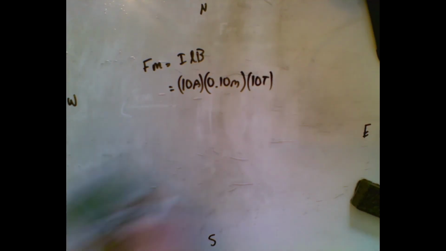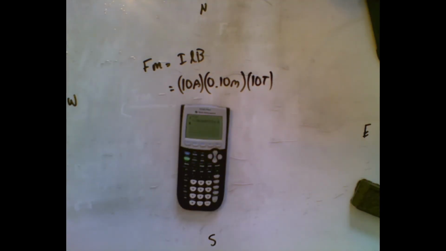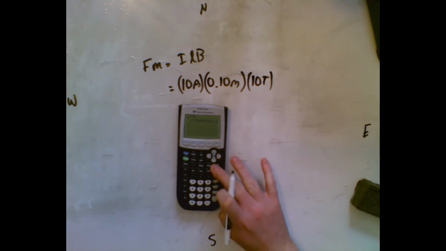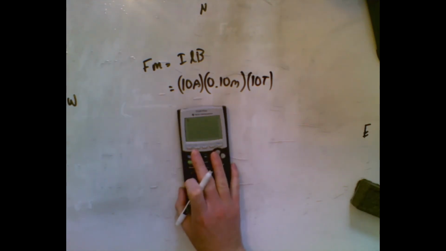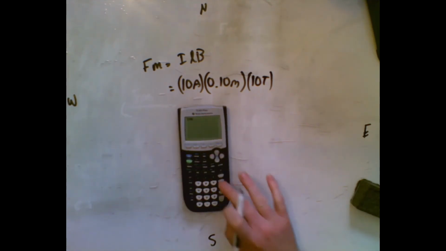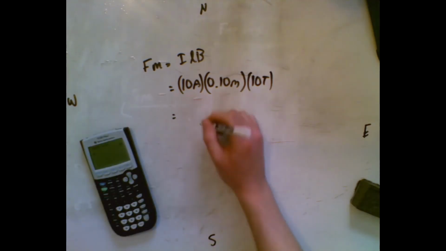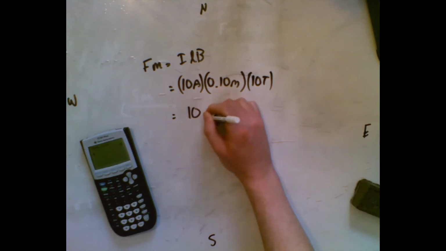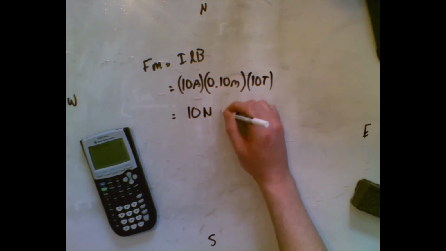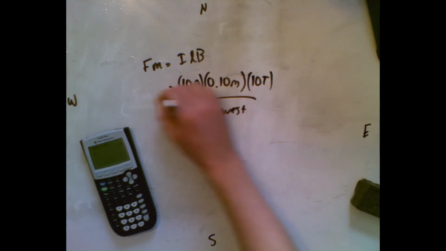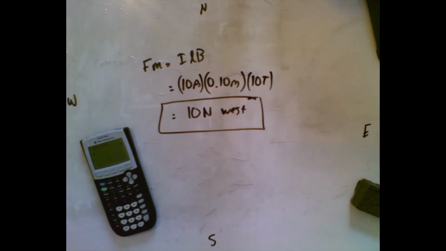So I think this is going to be 10, but I'll double check it in my calculator here. So I go 10 times 0.1 times 10, and our answer is 10. So this is an answer for force, so it's 10 newtons, and we figured out that our direction is west. So that would be our answer.